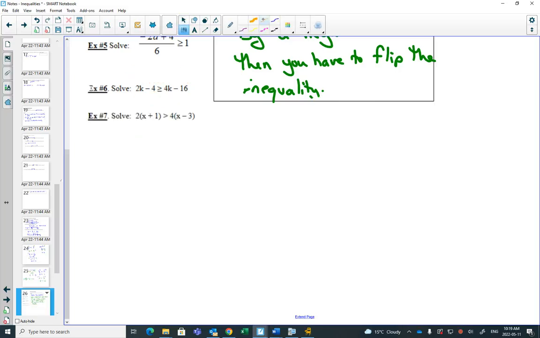For number 7, we have distribution. So step number 1, we'll draw our arrows. We can distribute the number. And so in solving equations, if you have math that you can do on a side, do it. So we can distribute. And now we have like terms.